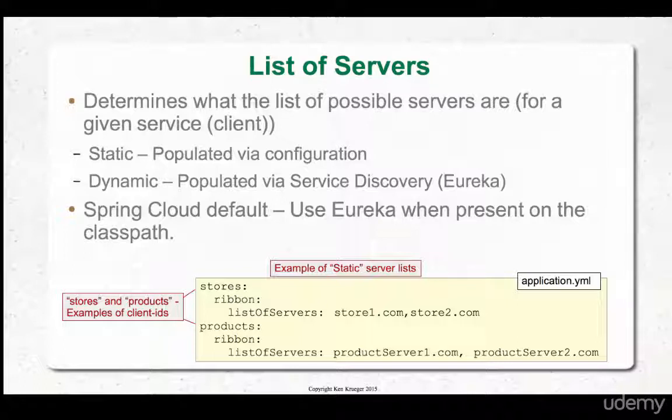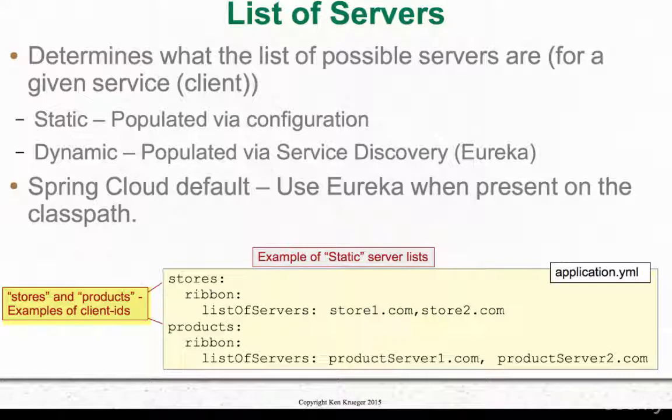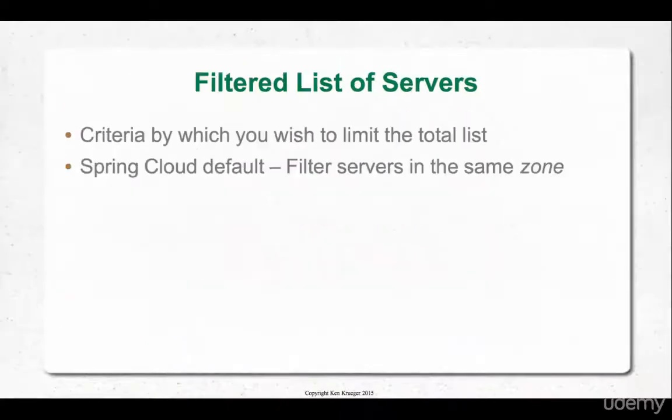So if I want to call a joke of the day service, there would be a list of servers for this. If I want to call a word of the day server, there would be a separate list of servers for this. Now, somewhat confusingly, the servers that we are calling here are identified by their client IDs, which only makes sense when you consider that these apps reported themselves to Eureka as clients. Now, in this example, stores and products are client IDs, even though each represents a list of servers that we want to call. And this is an example of static lists.